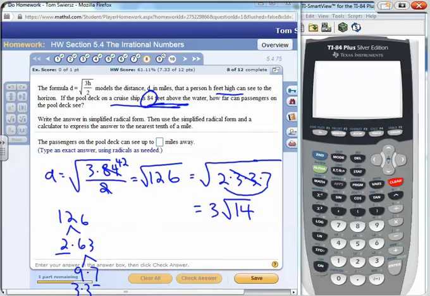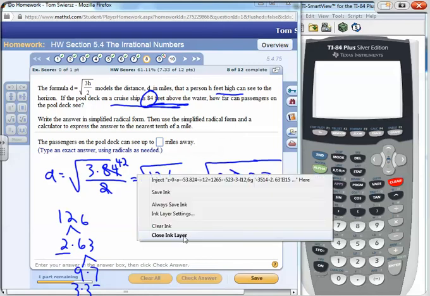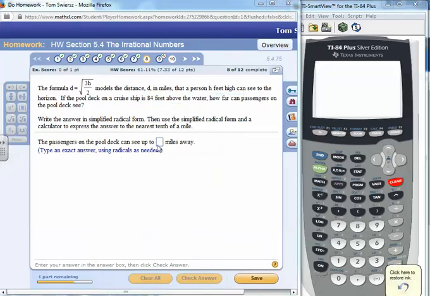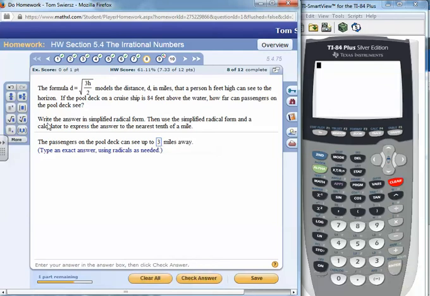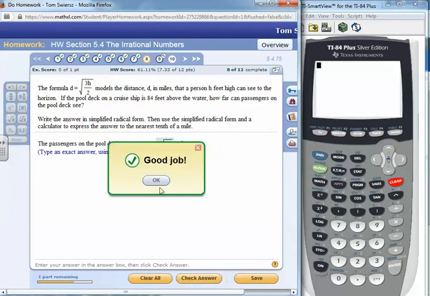Okay, so that would be our answer in simplified radical form. That's the way they want the first part. So again, the 3 is on the outside, and then the radical, the square root, and 14 goes under the sign, and we get our answer.